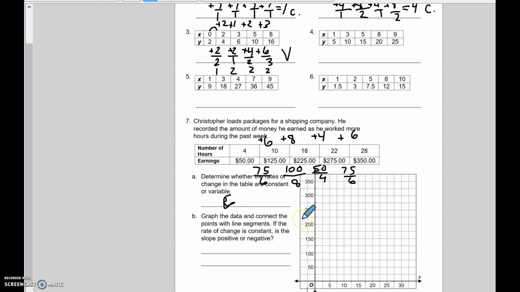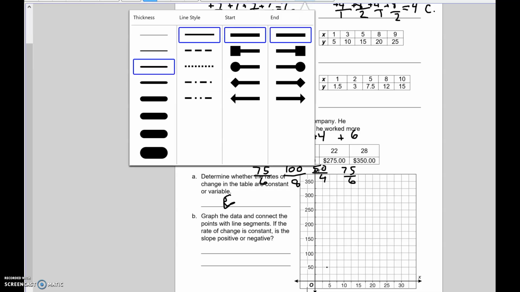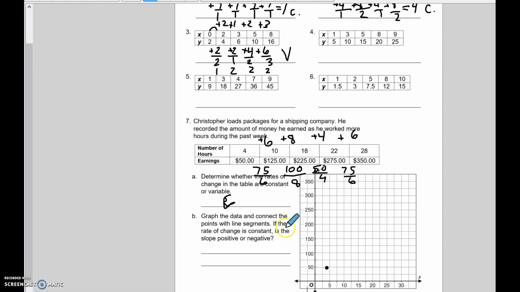Constant. We're going to graph the data and connect the points. If the rate of change is constant, is the slope positive or negative? So it is constant. We already know that. So we're going to graph it. So we look back to the original table, and I'm going to slide to 4 and jump up to $50. So slide to 4. If this is 5, then 4 is here, and jump up to $50, the dot there. And I'll make this a little bit bigger. Okay, slide to 10 and jump up to 125.